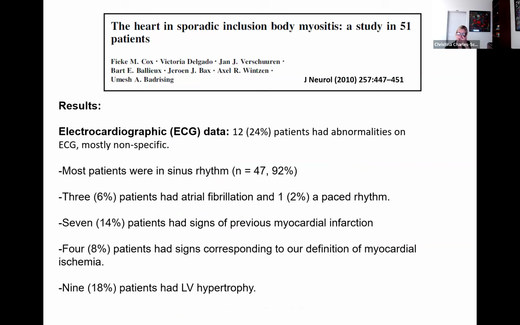So the ECG finding, 24%, so a quarter of them had abnormalities. 3 patients had atrial fibrillation. 7 had a previous MI, as I just alluded to. And then 4 patients, which is 8% of this cohort, had signs corresponding to myocardial ischemia. So angina that they thought was related to blockages in the arteries. And then LV hypertrophy is the ventricle of the heart is a little bit thick. You can think of it that way.